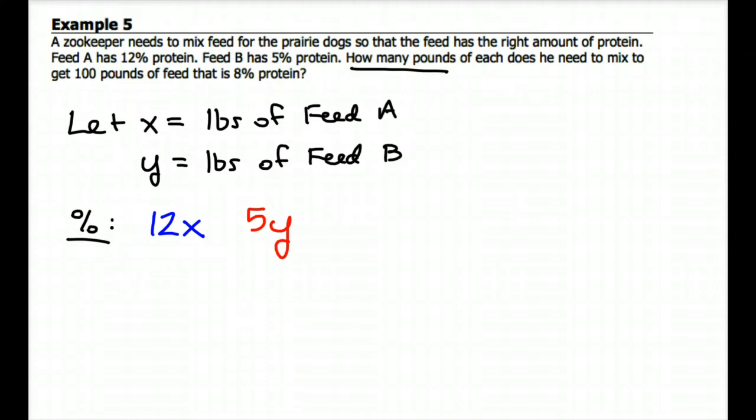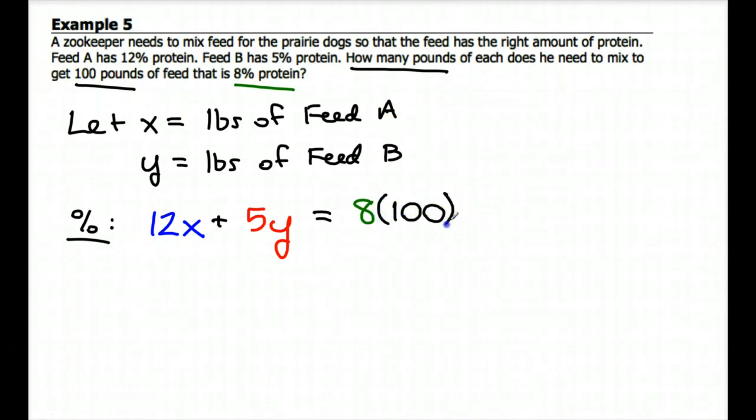We want to mix those together, so I'm going to add those, 12x plus 5y, and we want to get a new concentration, or a new percentage of protein, and that new percentage is 8%. So I'm going to write this as 8. Okay? And also for this one, we want a specific amount of pounds. So I can't just leave it as equals 8. We don't want 8 pounds of this new mixture. We want 100 pounds of mixture that has 8% protein. So I'm going to write this as 8 times 100.